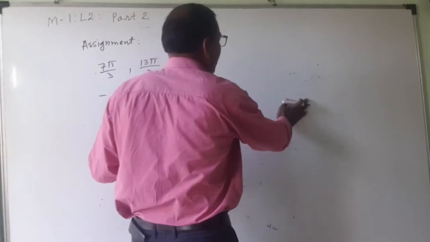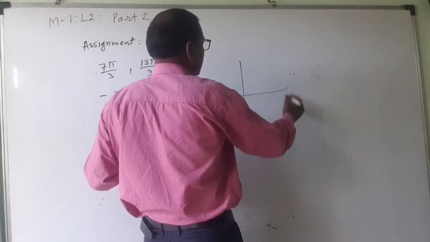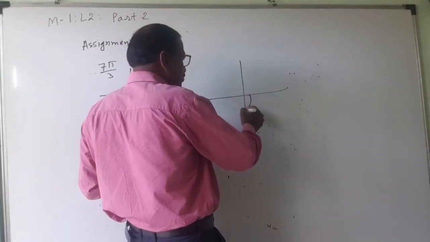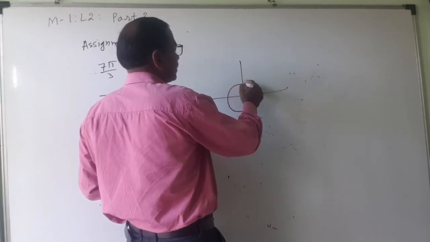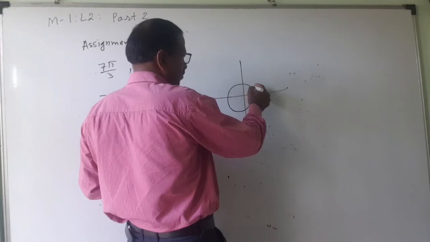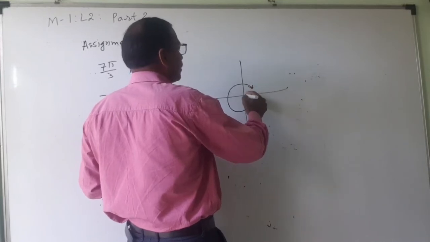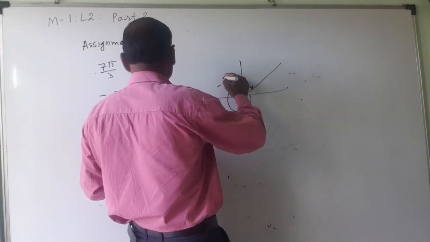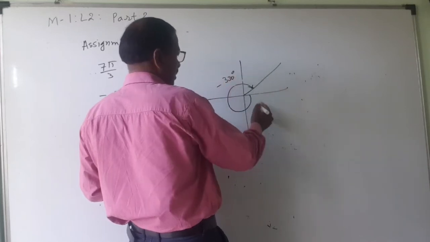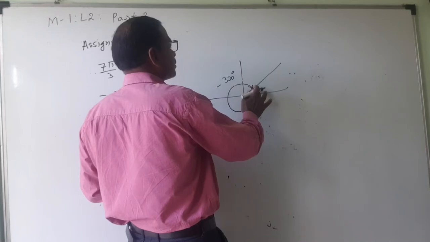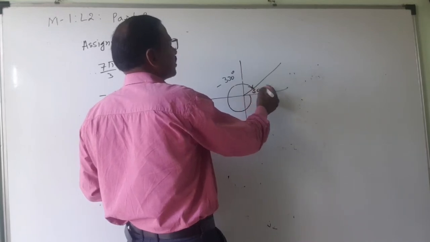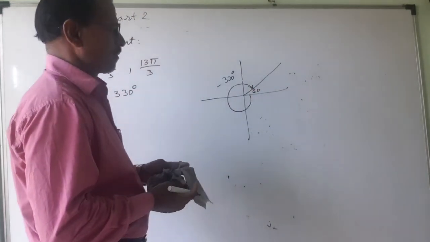Minus, how to draw that angle, that help I will give you. Minus will be drawn this way. Minus 330 means minus 360 is here. So up to this will be your minus 330 degrees. That means this is 60 degrees. 30, 30, 60. So this will be 30 degrees. This way you have to do.